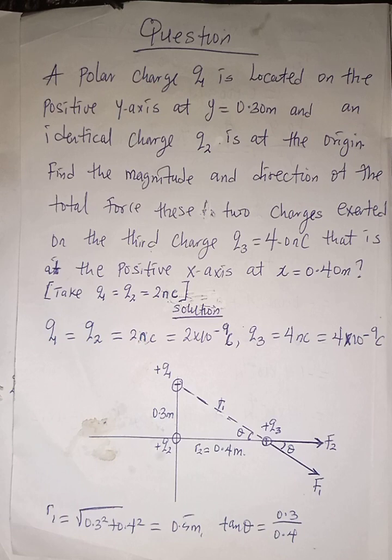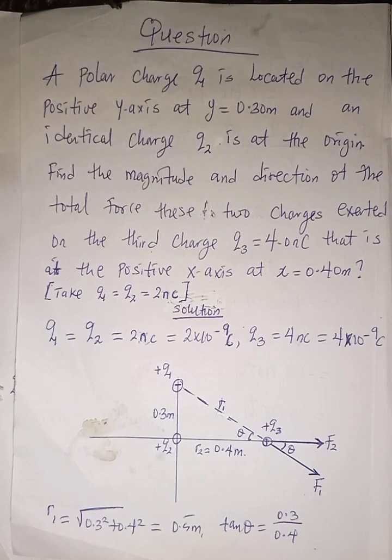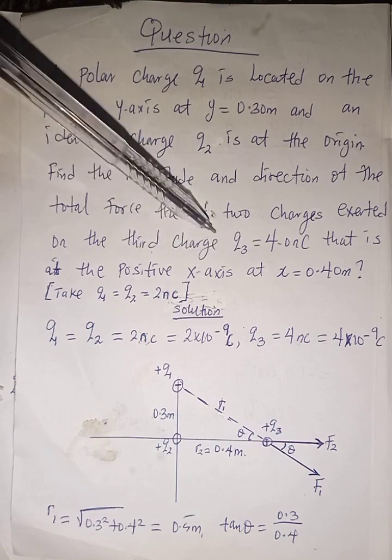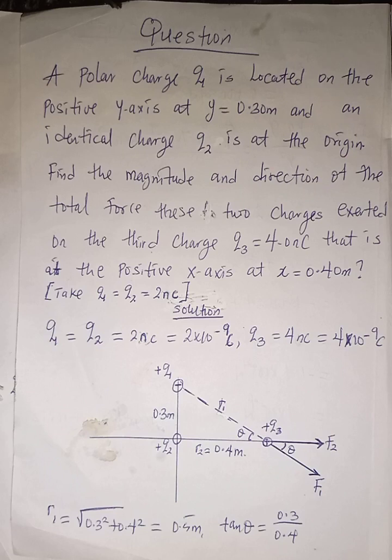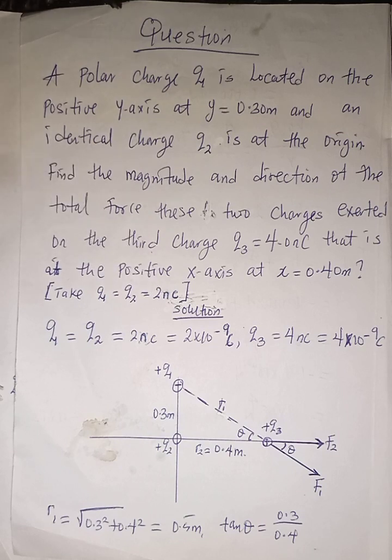Find the magnitude and direction of the total force these two charges exert on a third charge Q3 of 4 nanocoulomb, that is at the positive x-axis at x equals 0.4 meters. Now take Q1 equal to Q2 to be 2 nanocoulomb. Q1 is 2 nanocoulomb, Q2 is 2 nanocoulomb.